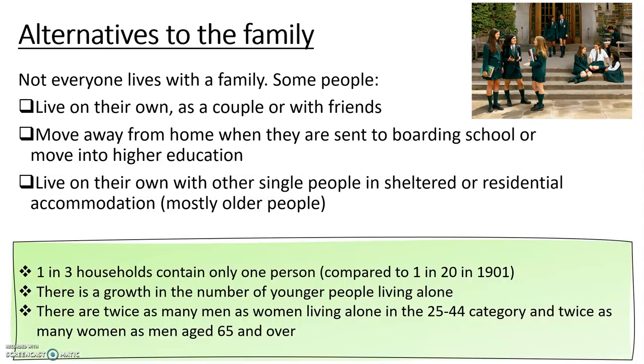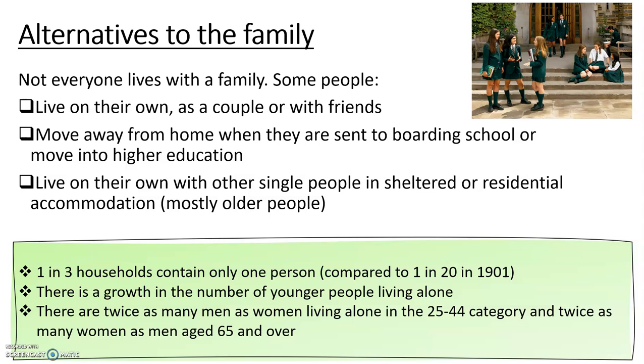According to the statistics, 1 in 3 households contain only one person. So it's quite a high number in comparison to just over 100 years ago, which would have been about 1 in 20. There is this growth in young people living on their own, and there are twice as many men as women living alone in the 25 to 44 category, and twice as many women as men aged 65 and over.